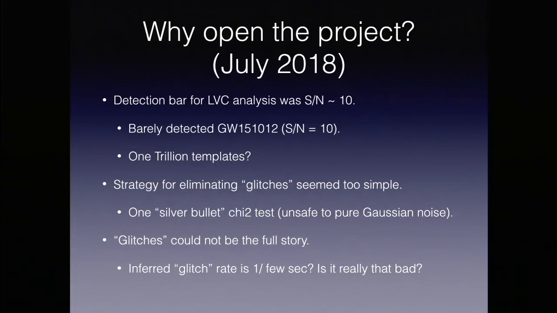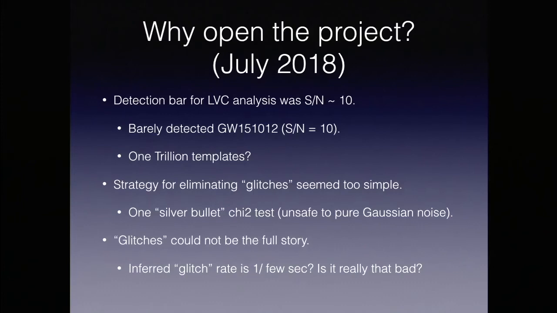But then, you know, the best colloquium I've heard in my life was Alan's in Weizmann. And he was presenting what then was called LVT 15-10-12, and said that they don't know if it's real or not real. And it was barely detected, and it had network SNR 10. Now, this number 10, 9, 8, 7, they mean something. So 10 corresponds to 1 trillion templates. Do you have 1 trillion independent templates? We could not believe that.